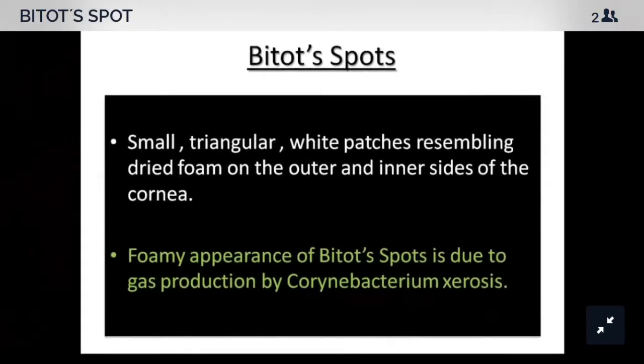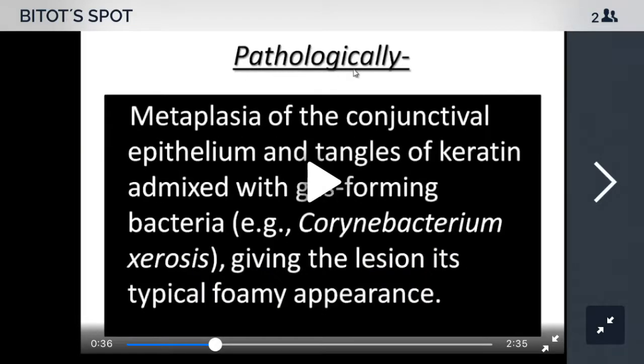Bitot spots are small triangular white patches resembling dried foam on the outer and inner sides of the cornea. The foamy appearance of Bitot spots is due to gas production by Corynebacterium xerosis. Pathology.